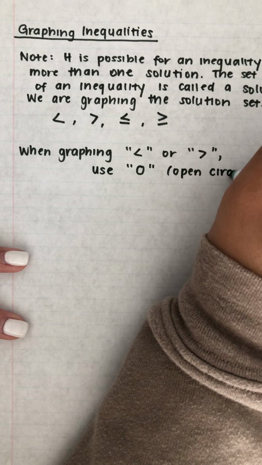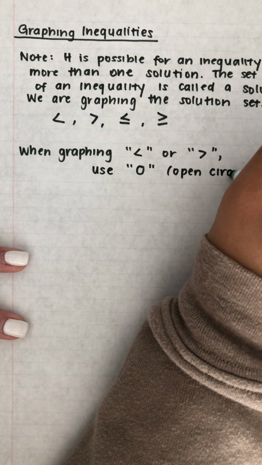that it is possible for an inequality to have more than one solution. So the set of solutions, or all of the possible solutions of an inequality, is called a solution set, which makes sense because it is a set of solutions. So we are graphing the solution set of an inequality.